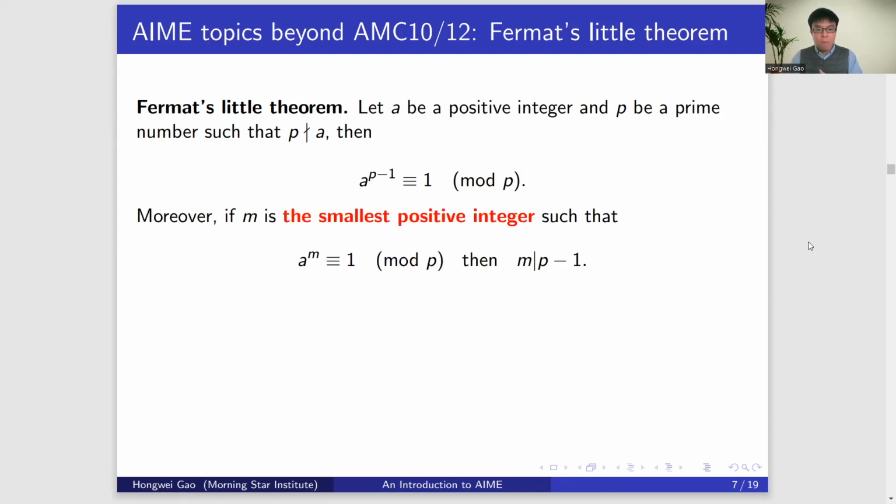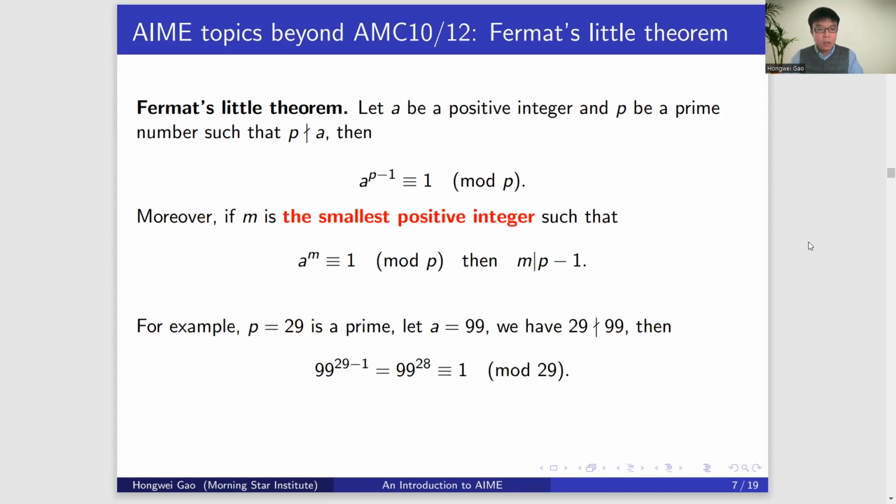Moreover, if m is the smallest positive integer such that a to the exponent m is congruent to 1 mod p, we must have m is a factor of p minus 1.